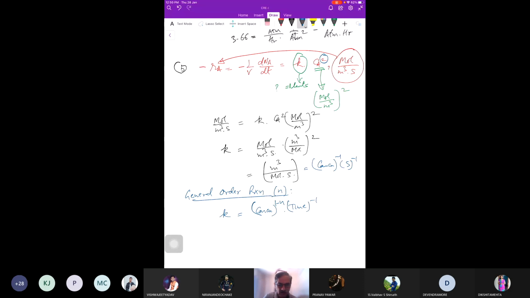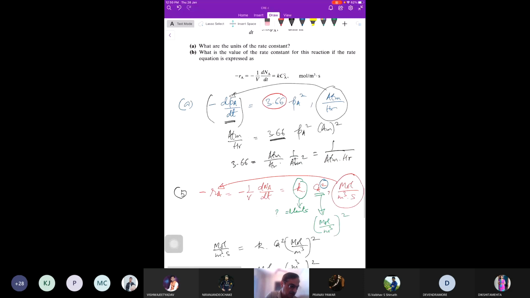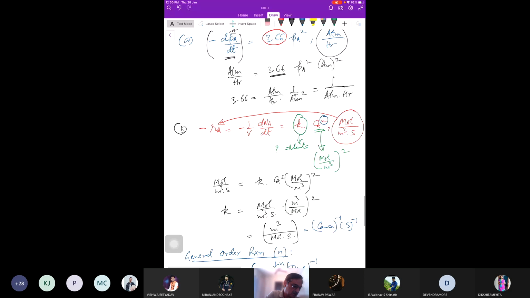Okay. Any questions so far? So now what we need to do is essentially convert the units given here. This is given in PA, we will convert it into CA. How will we convert? What is the relation between PA and CA? PA equals CRT. Right. So we have seen that before.